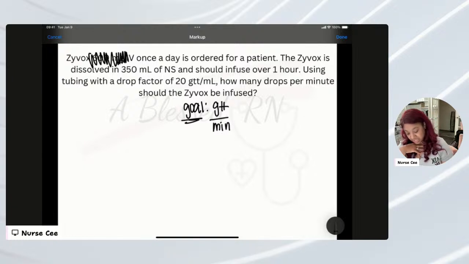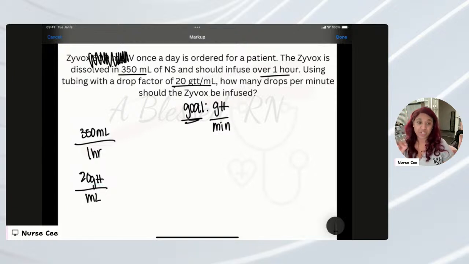Okay, it says that that medicine is in 350 mLs of normal saline. So that is your volume. And it is to infuse over 1 hour. That is your time. And then it says we're giving this with a tubing that has a calibration of 20 drops per milliliter. So this one is not going to be on an infusion pump. This one is going to be given by gravity.